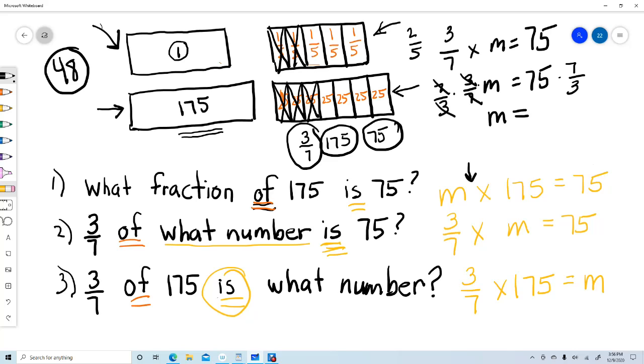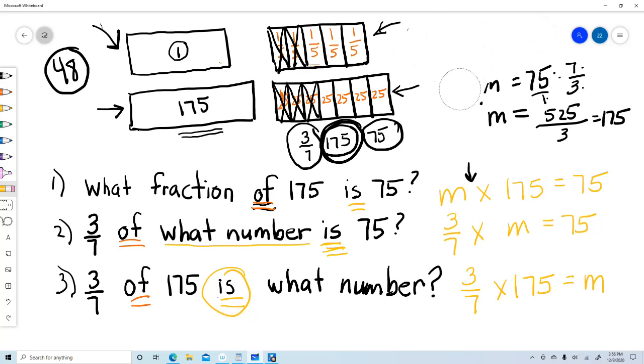This is going to give me, if I put that over 1, I can multiply my fractions. 75 times 7 is 525. And on the bottom, I just have 1 and 3. That multiplies to 3. And I'll give you one guess what 525 divided by 3 is. Okay, it's going to be this number here. All right.